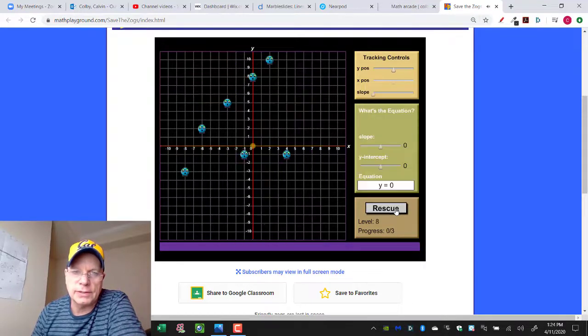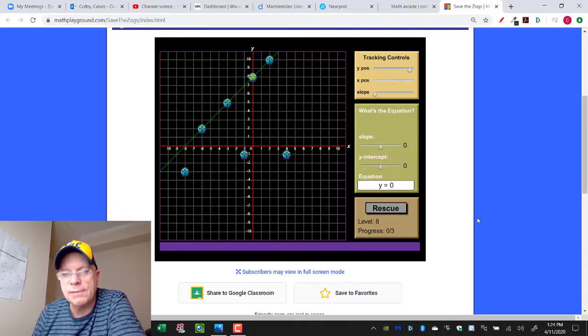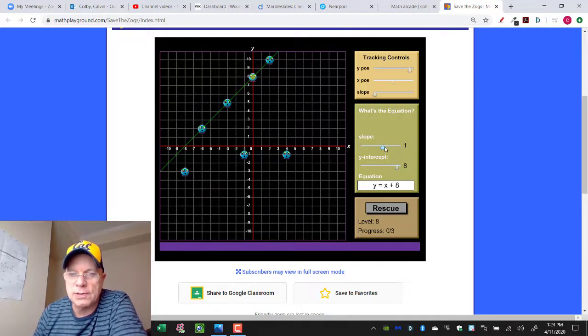Level 8. My zogs are way up here. I think I got the line. How is this one different? This one's not really different, except it's asking for the y-intercept on a slider. The y-intercept is positive 8. And then when I give it a slope, what does it do? Oh, that's pretty cool.